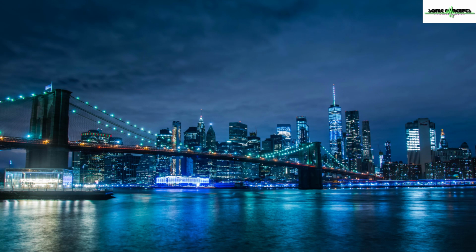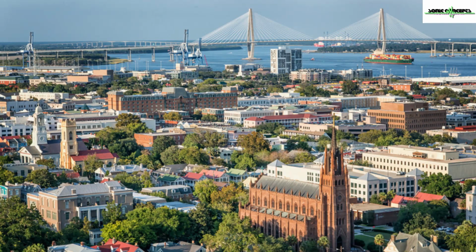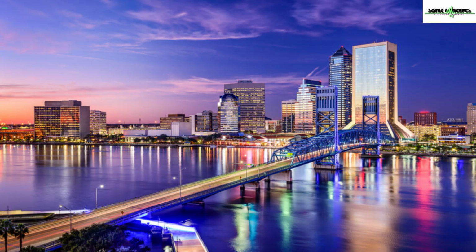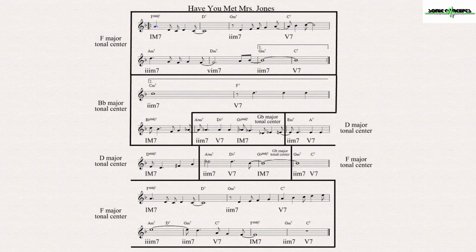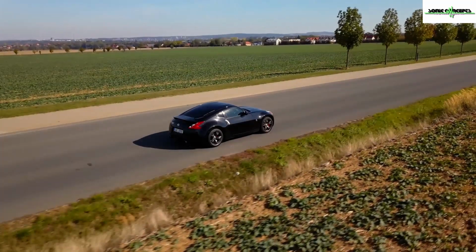On your way back to Los Angeles, you might decide to stop by Charleston, South Carolina, and maybe visit Jacksonville, Florida. This is akin to what's happening in this song. Think of the tonal center of F major as if it were Los Angeles. You begin and end there. But the other tonal centers might represent a stopover in Texas, Tennessee, or Florida. It's intended to make the journey more interesting.